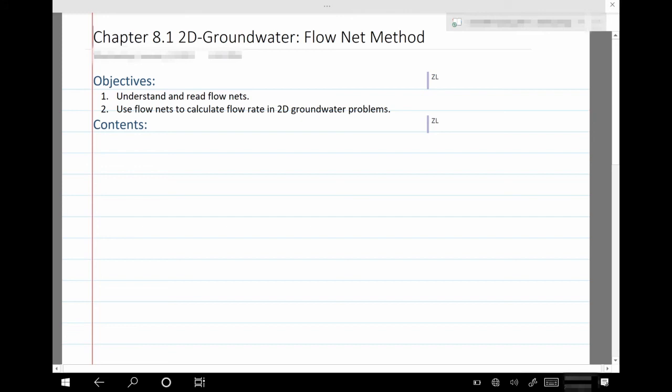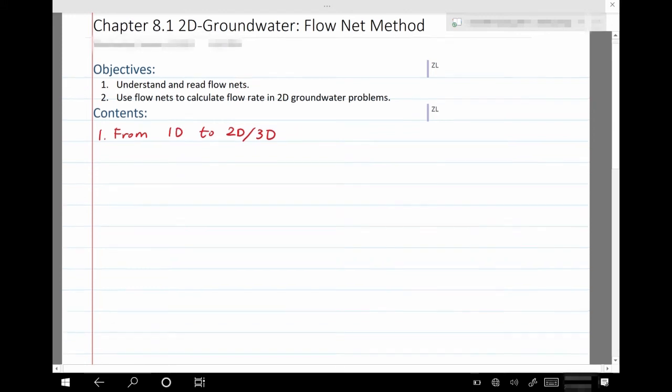And to connect this 2D groundwater problem, especially the associated flow net, to what we just learned for 1D groundwater problems, first, let's talk about moving from 1D to 2D and 3D. So for 1D, that's what we learned, and 2D and 3D, that's what we are trying to learn now. For 1D, we know it is pretty straightforward. We just need to rely on Darcy's law.